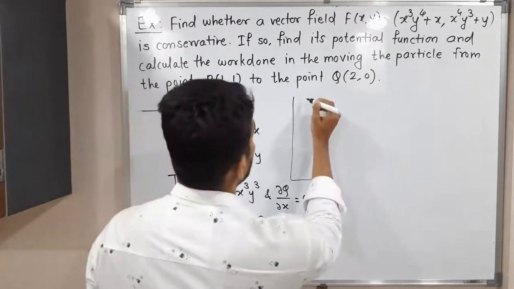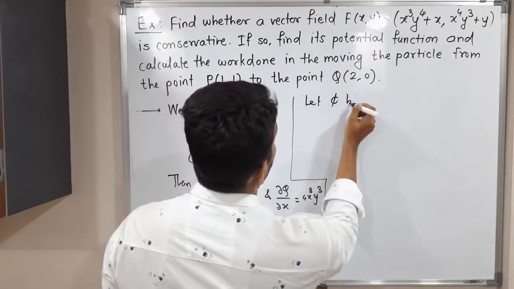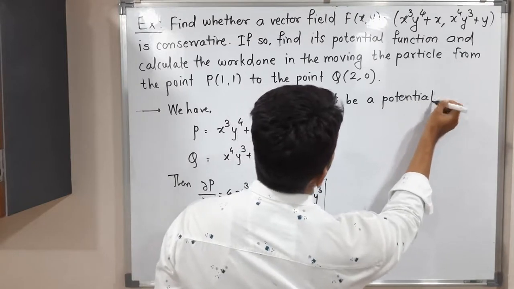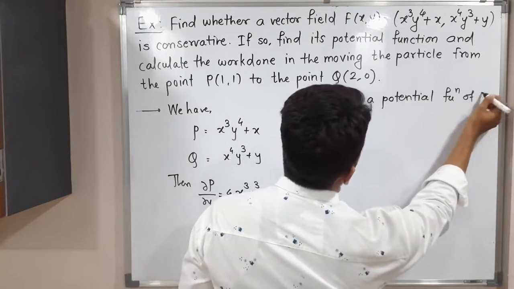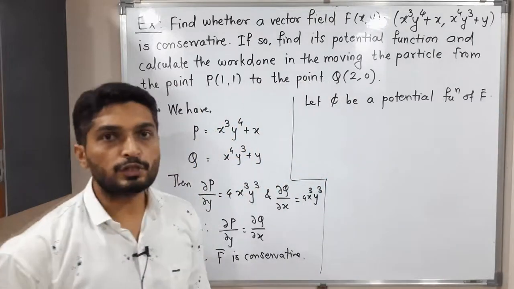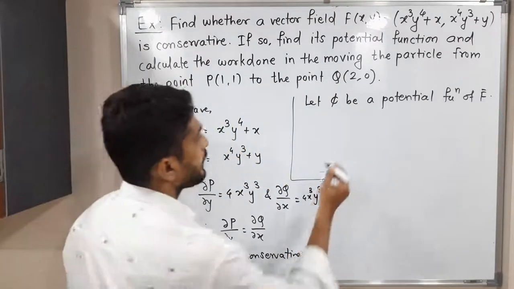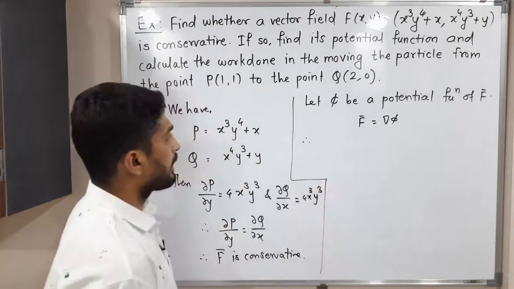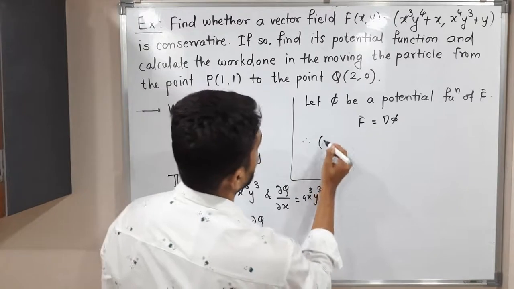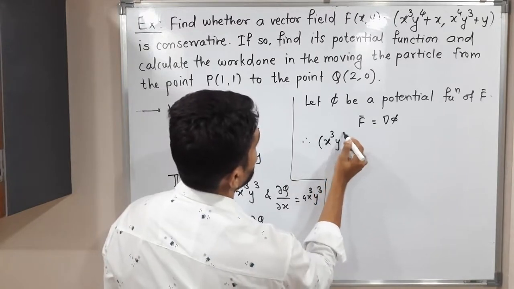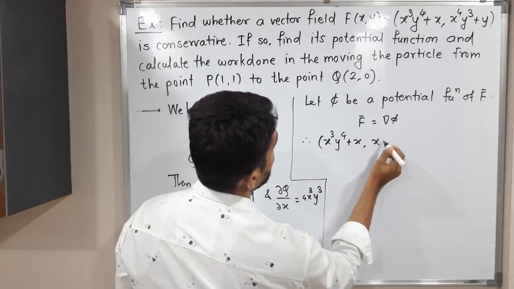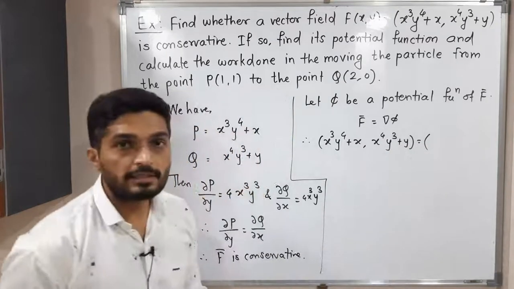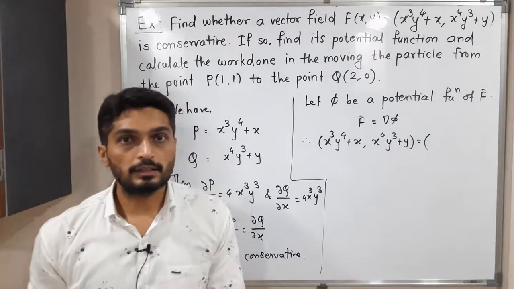So first of all, we'll consider let phi be a potential function of f bar. Okay, so we consider phi be a potential function and we have to find a value of phi. So therefore f bar is equal to del phi. Okay, so let us put the values. F bar, what is our f bar? That f bar I should write here, x cube y raised to 4 plus x, right? x raised to 4 y cube plus y is equal to del phi. That means gradient of phi. Phi is a scalar valued function.